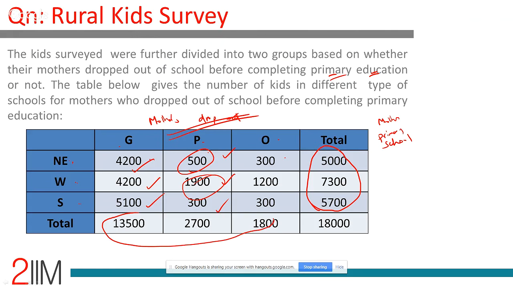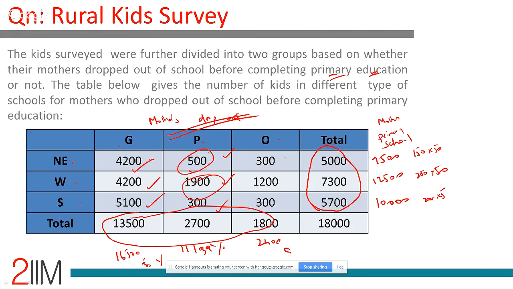I don't know if you remember the numbers. It helps to remember the numbers. This was 16,500, 11,100, 2,400. This was 7,500, 12,500, 10,000. Right? So this was 150 into 50, 250 into 50, 200 into 50, 55%, 37%, 8%.